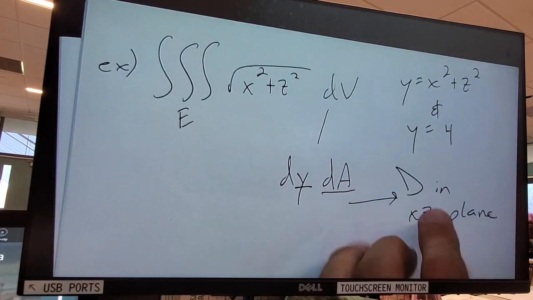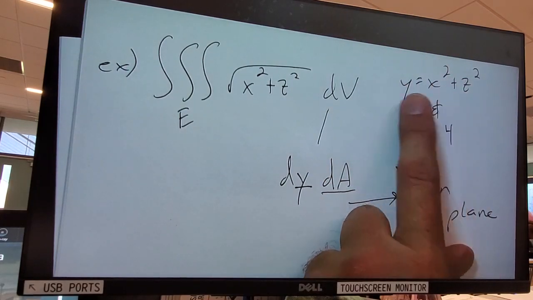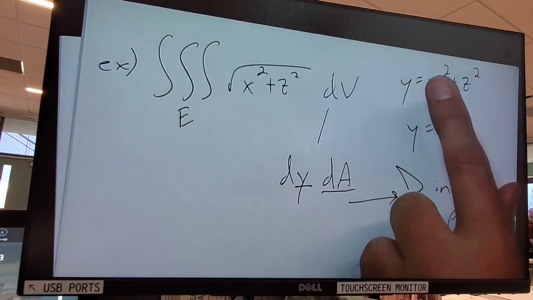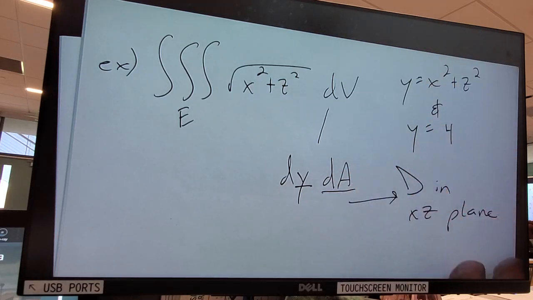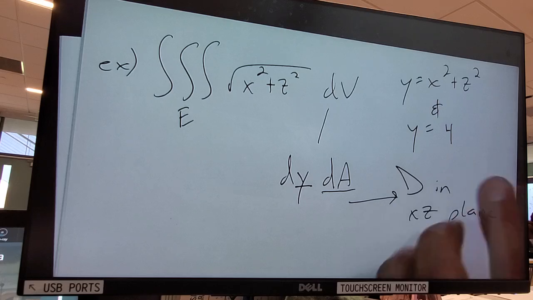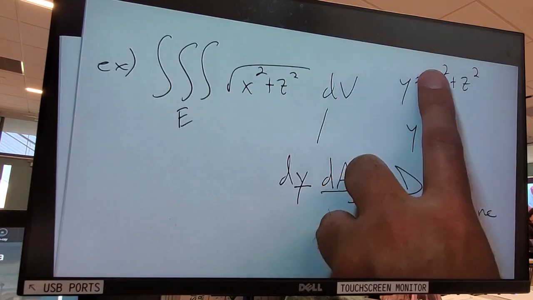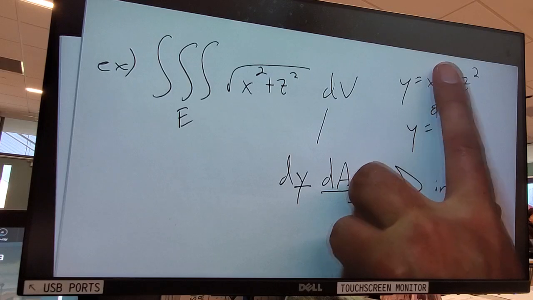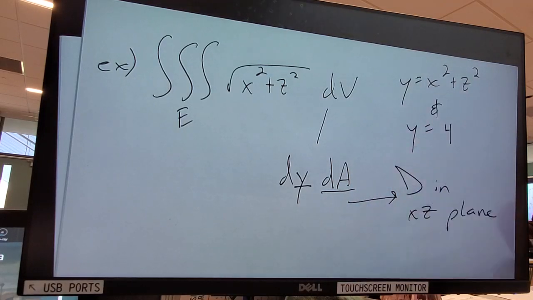Which plane does it seem the third variable depends on? This one is definitely in your face. Y goes between two very distinct things. X squared plus Z squared equals Y has very easy traces in the XZ plane. So the XZ plane, this problem is just screaming at you. Your little green D area should be in the XZ plane.